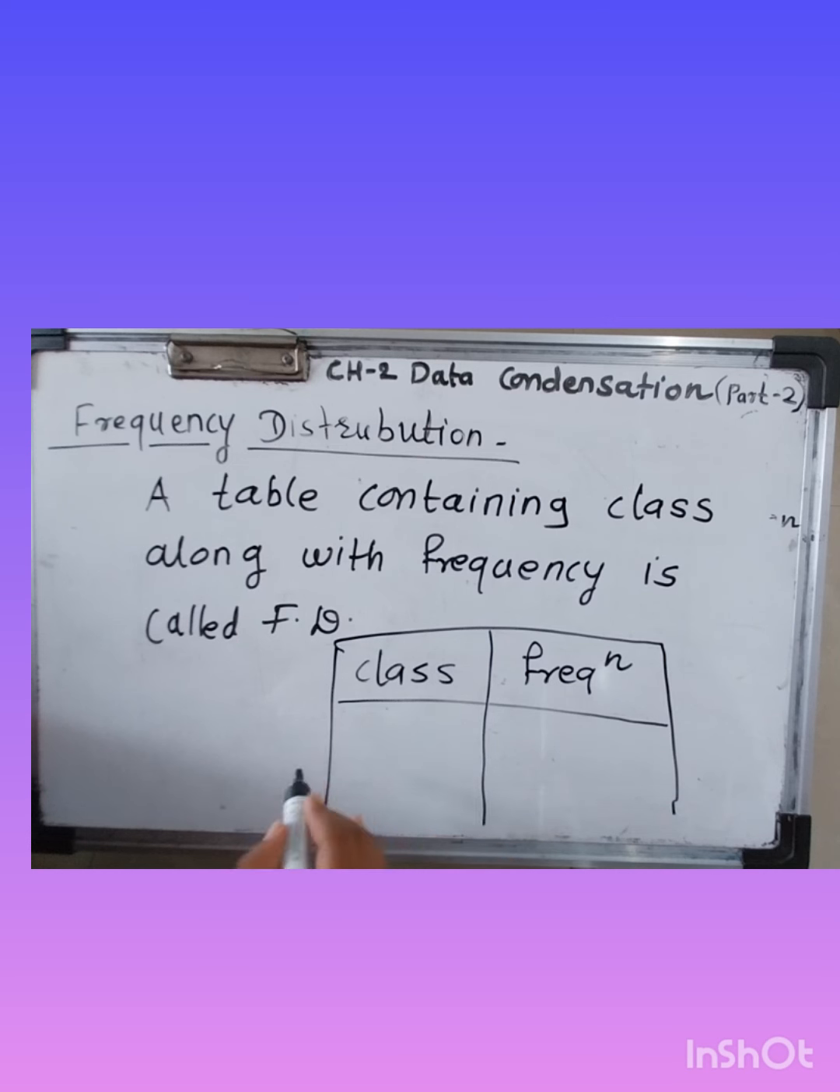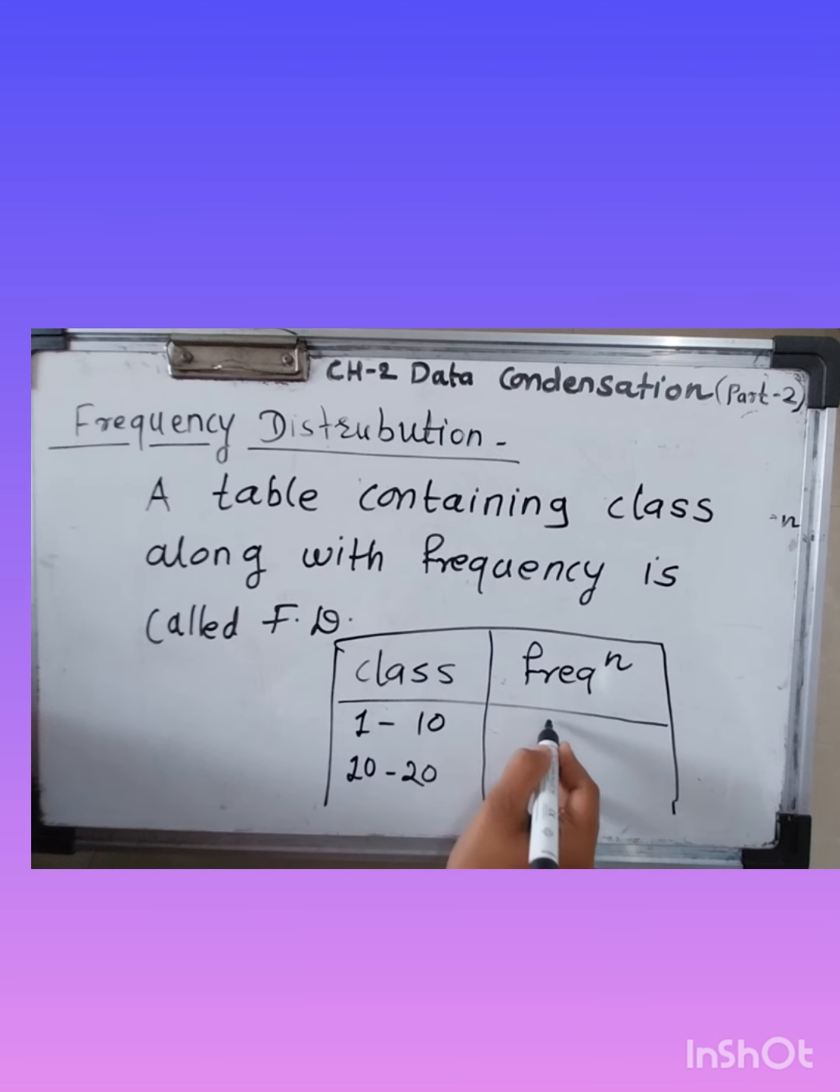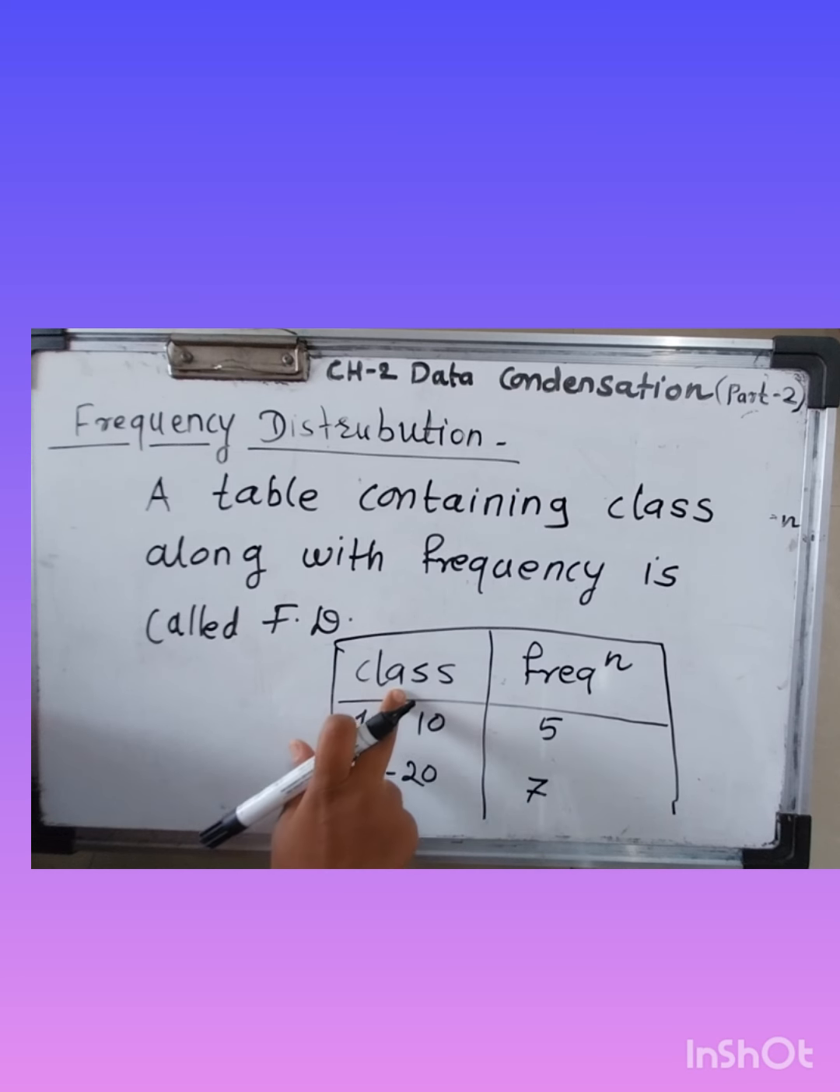frequency distribution table. Suppose it is 1 to 10, 10 to 20, so 5, here 7. Okay, this table is called the frequency distribution table. What is the definition? A table containing class along with the frequency is called the frequency distribution.